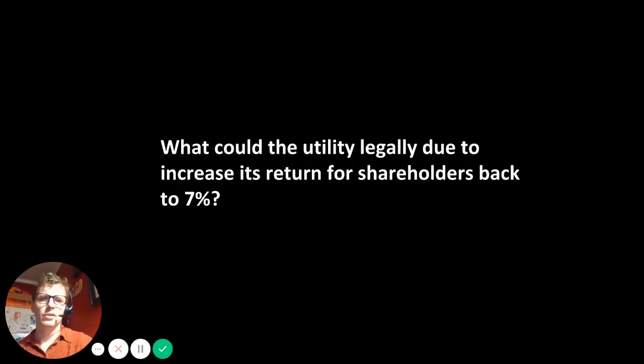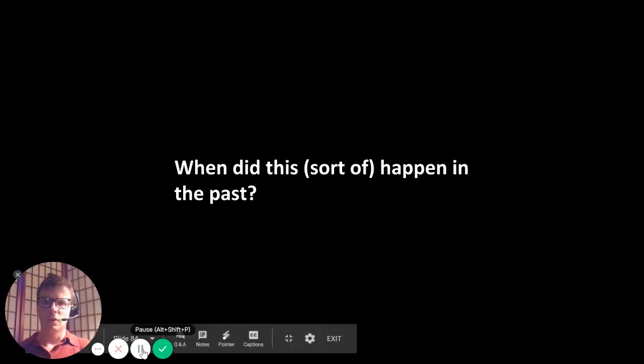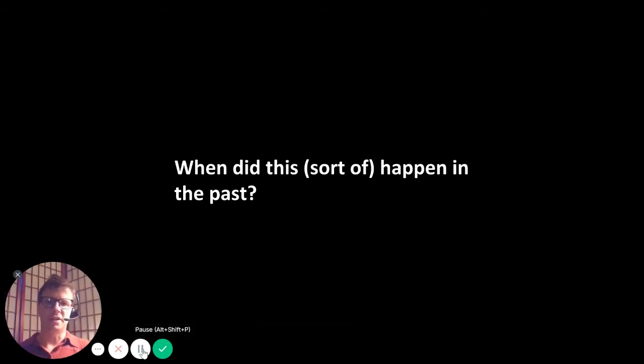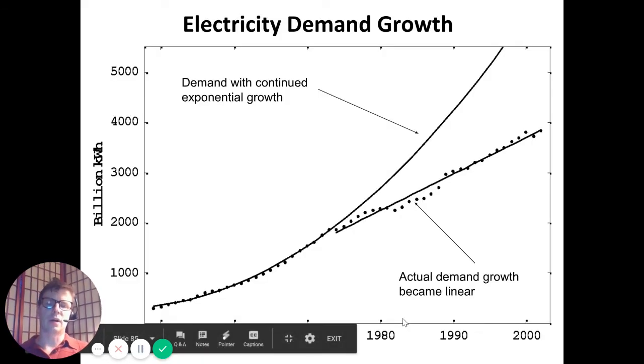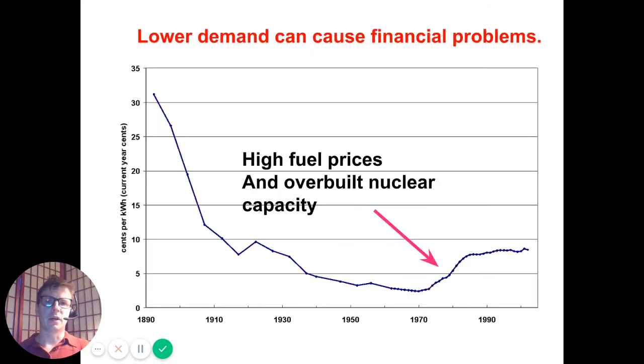So what could the utility legally do to increase its return for shareholders back to 7%? Increase prices on customers. When did this sort of thing happen in the past? If you recall our conversation of the 1970s, utilities built too much nuclear power capacity, expecting continued exponential growth in electricity demand. When that did not happen, lower demand caused financial shortfalls for electric utilities. They had to raise prices in order to maintain the targeted return on equity for shareholders.